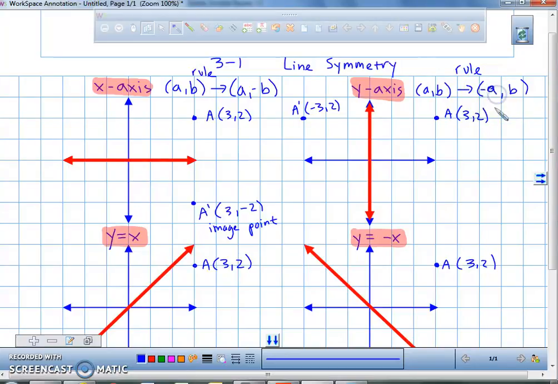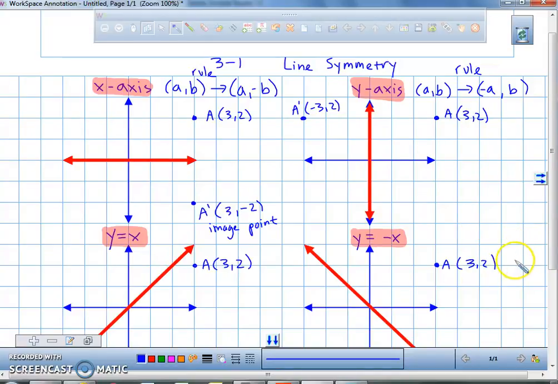There we go. So that's the rule for any point that is reflected across the y-axis. Okay? So if you look at a bunch of ordered pairs in a table, you can figure out, oh, these points are being reflected across the y-axis, if the y value stays the same, but the x values are opposites of each other.